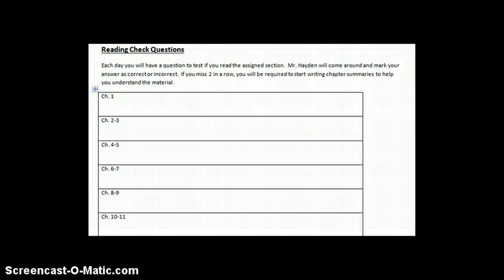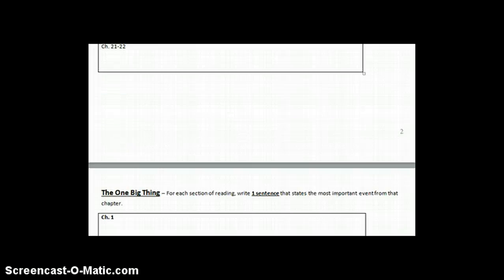Page 2 of the packet is your reading check questions, which we do every day at the start of class. So just make sure you have all of those filled in. I've obviously been starring or putting circles or smiley faces or slashes if you've been getting them wrong or right. You really can't redo these or go back to change any of them. So you kind of get what you get on these ones.